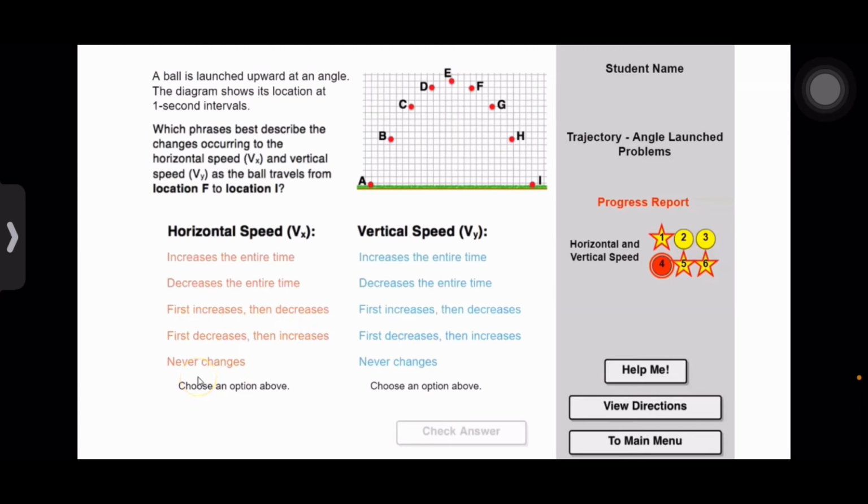Alrighty, so basically this is the same exact thing we have been doing, but now we have to put it into words. Horizontal is going to be the same throughout, so it's constant and it's never going to change. For vertical, however, it's falling down, so it's going in the same direction gravity is, and gravity is pulling on it and it's accelerating more and more as it reaches the ground. So it's going to increase the whole time, if it's from F to I.